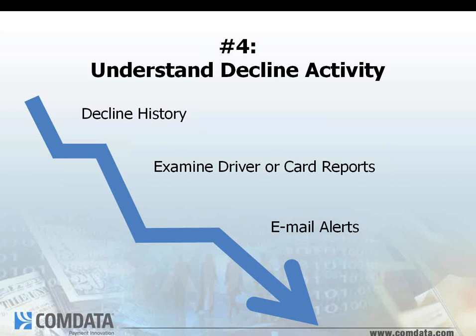However, it is important to take decline activity seriously, as too many declines or certain types can be a red flag that suspicious activity is occurring, or that you need to reevaluate limits on each card. You can pull reports through Comdata to understand which types of declines are occurring and to examine decline patterns, and then set alerts to notify you when declines happen.